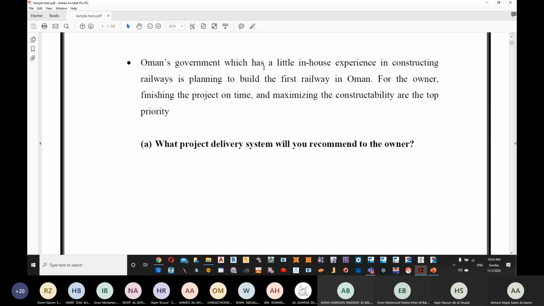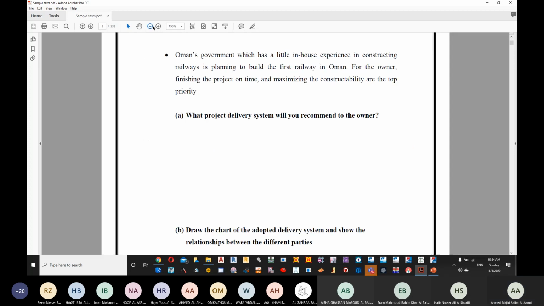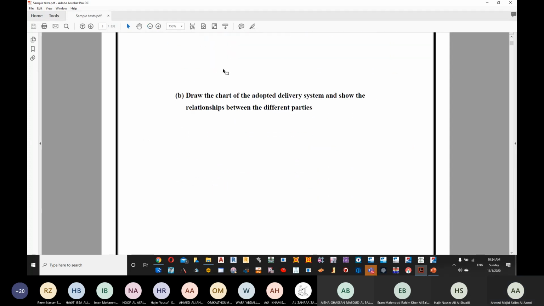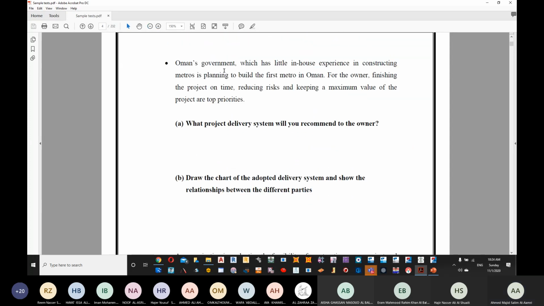Okay. So it's going to be design build once again. Why? We said maximum constructability and then finishing the project on time. Okay. Is it clear? Are we okay? Okay.